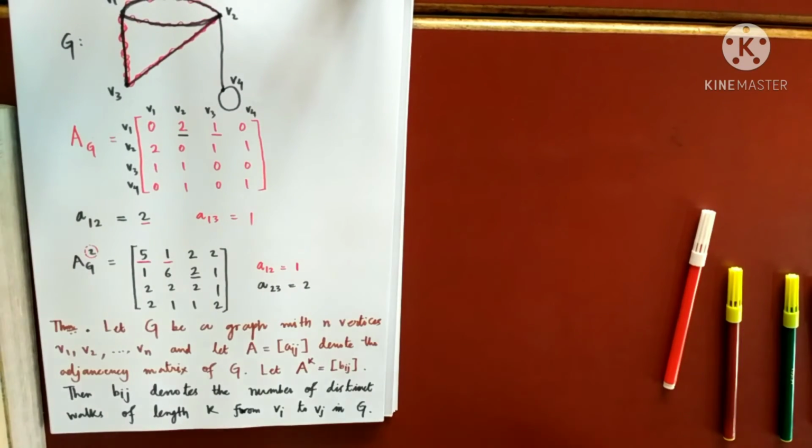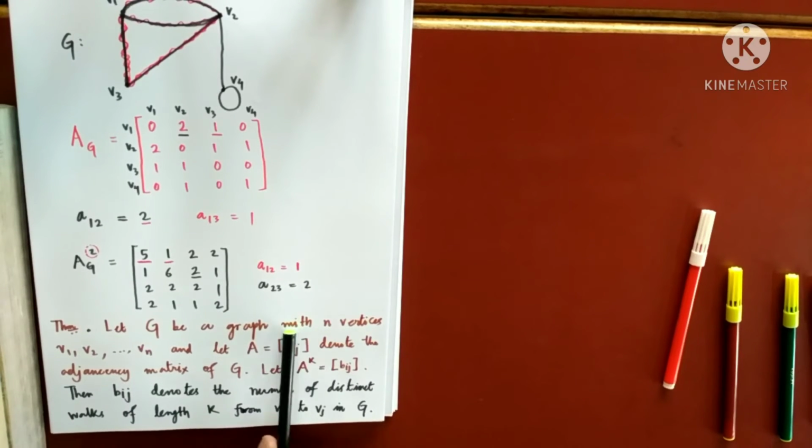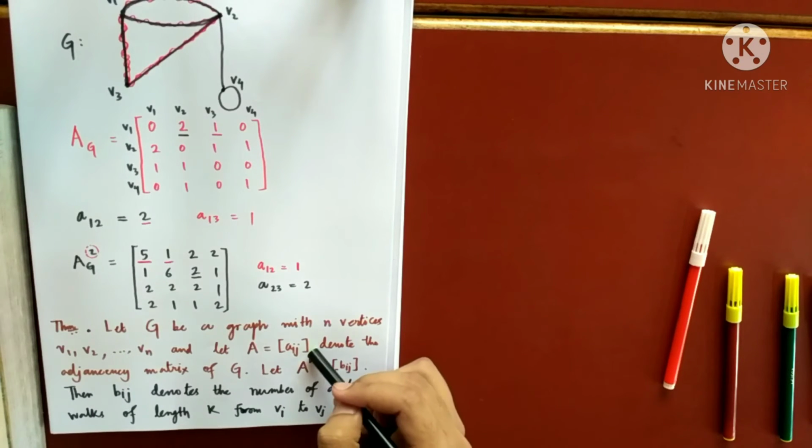So let me read the theorem. Let G be a graph having n vertices v1, v2, ..., vn, and let A denote the adjacency matrix of this graph with respect to the listing v1, v2, ..., vn. Let A^k denote the matrix multiplication of A, k times, using the definition of matrix multiplication. And suppose the element of this matrix I am denoting by Bij. Then what will Bij stand for? Bij denotes the number of distinct walks of length k.